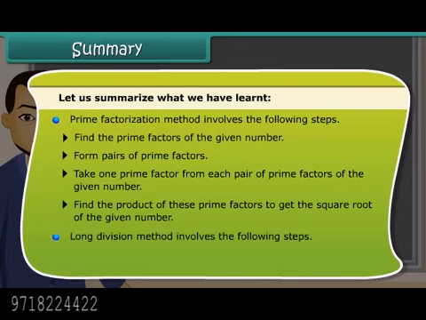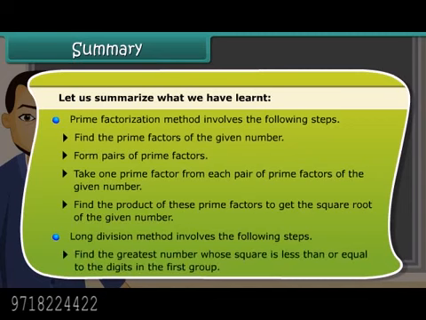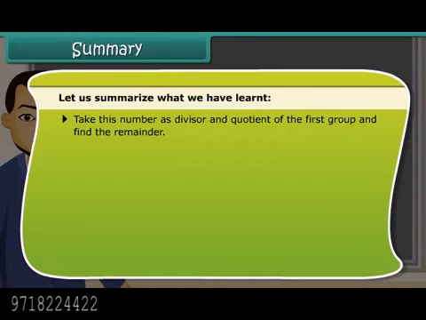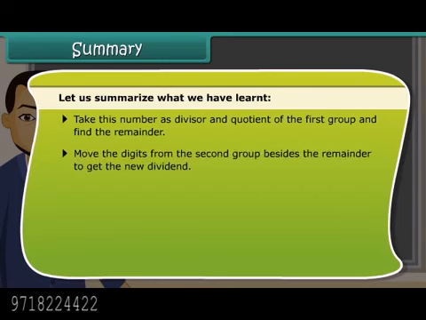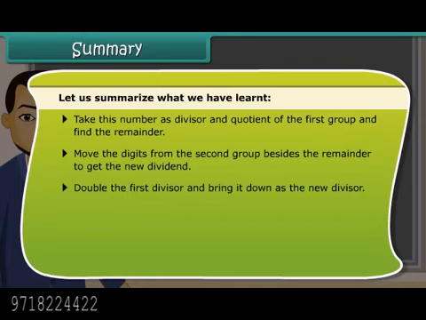Long division method involves the following steps. Find the greatest number whose square is less than or equal to the digits in the first group. Take this number as divisor and quotient of the first group and find the remainder. Move the digits from the second group beside the remainder to get the new dividend. Double the first divisor and bring it down as the new divisor. Complete the divisor and continue the division.